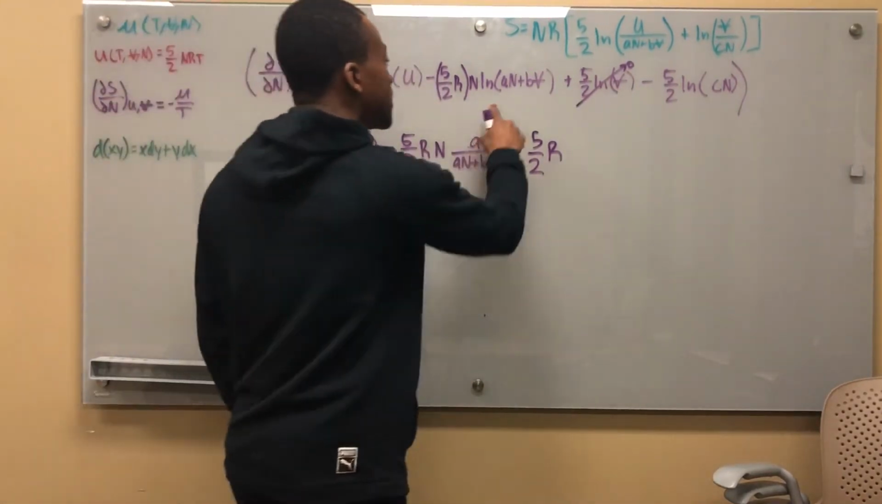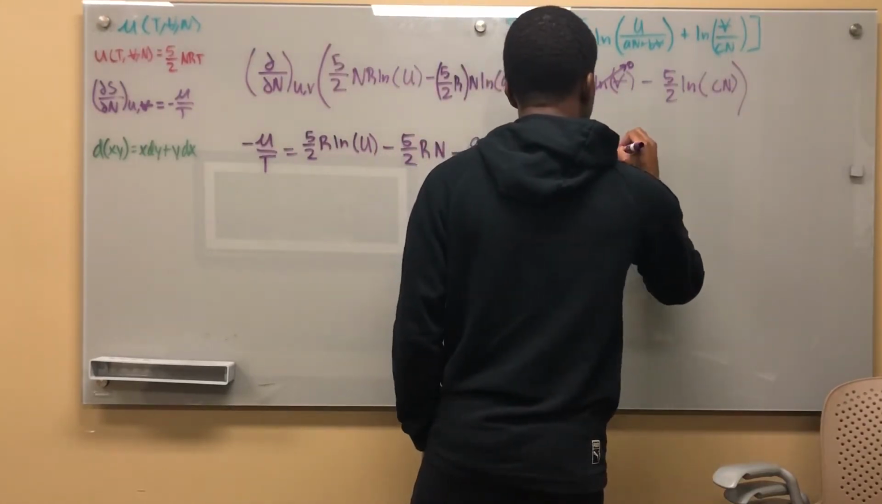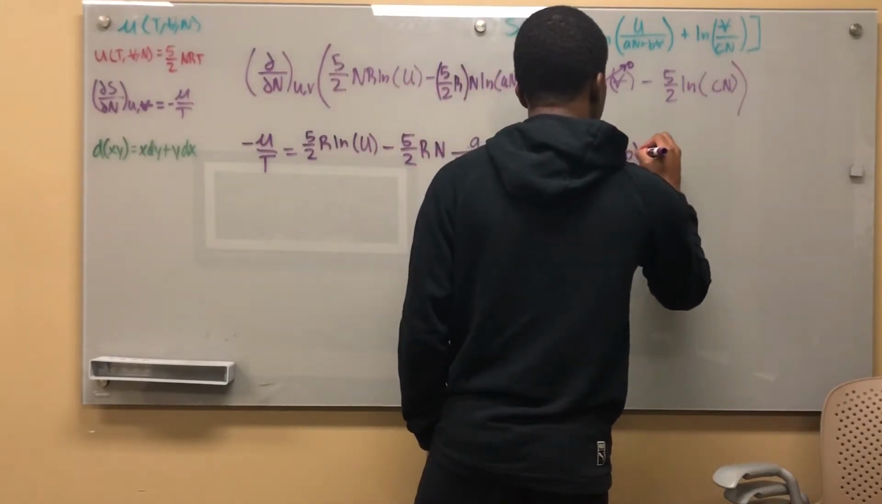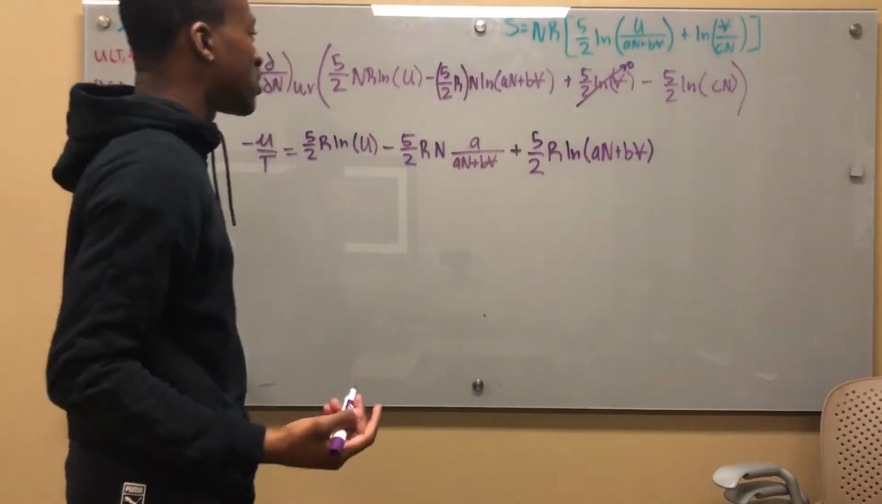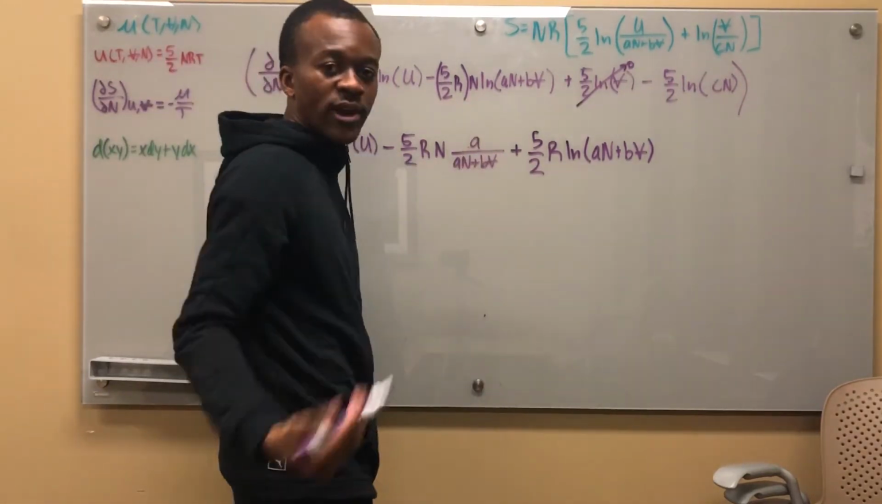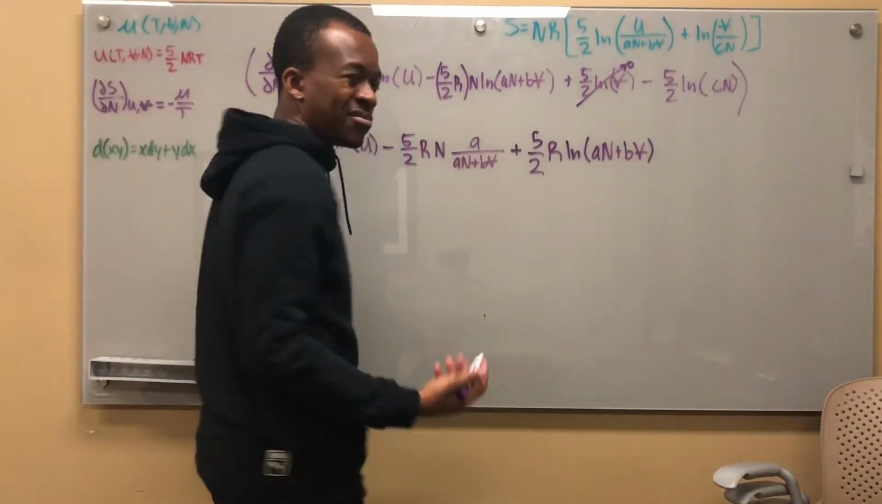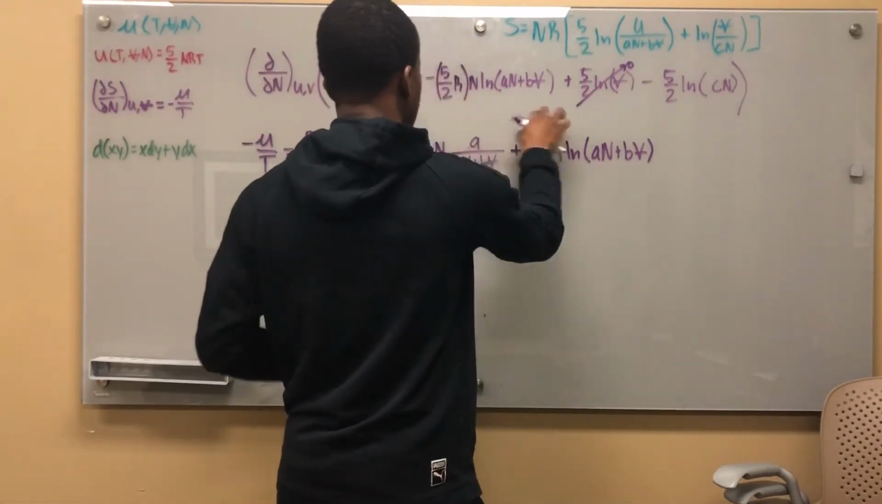Then I'm gonna do the second term, right? So that's ln of an plus bv times the derivative of the first. And remember, everything is with respect to n. The derivative of this is just 1. So it's just times 1, so I'm not gonna write that in there. Okay, so this whole thing is the derivative of this, okay?